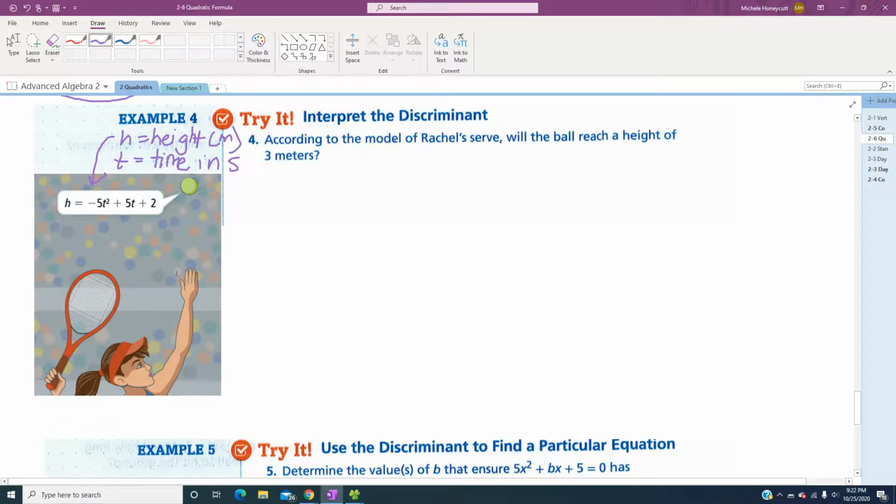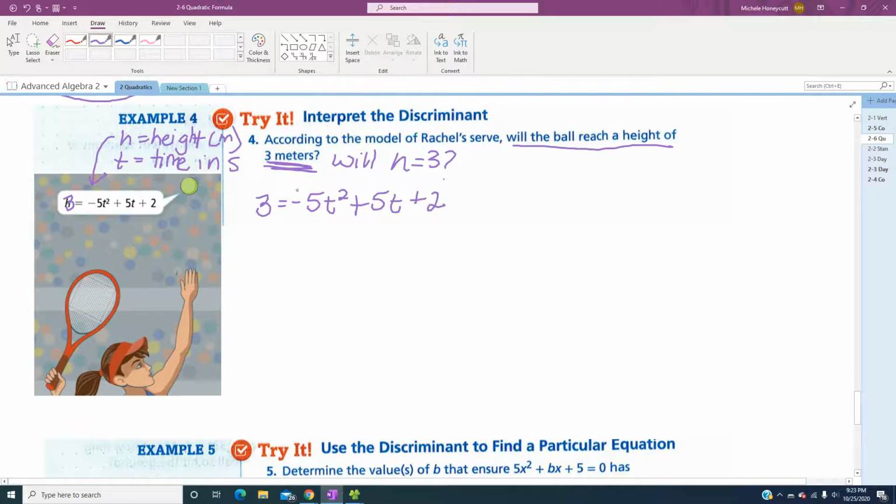It says, according to the model of Rachel's serve, will this ball reach a height of 3 meters? So when they say, will it reach a height of 3 meters, they want to know, will h ever equal 3? So I can take this model and put a 3 in for h and have this equation: 3 equals negative 5t squared plus 5t plus 2.